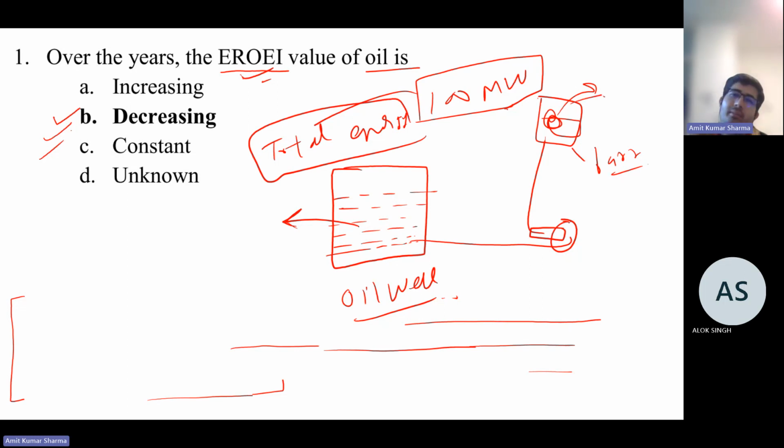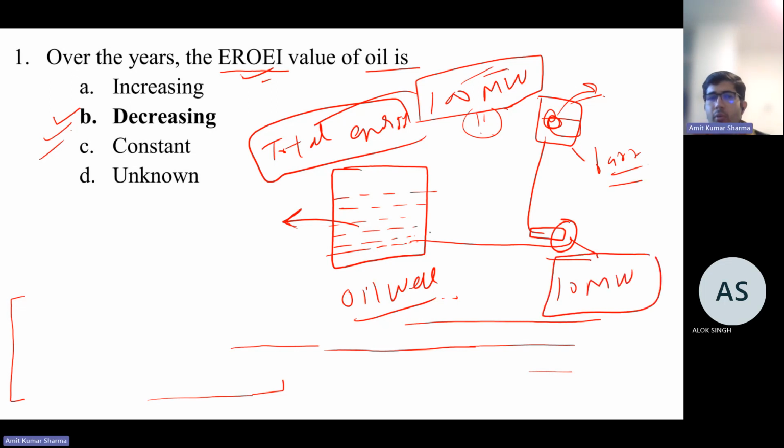But actually, to get this 100 megawatt, you have also installed a pump here. You cannot forget this. To generate this 100 megawatt, you have also applied some refining, and there is also transportation, and many other things involved. If you count the energy required in those areas, suppose that will be 10 megawatt.